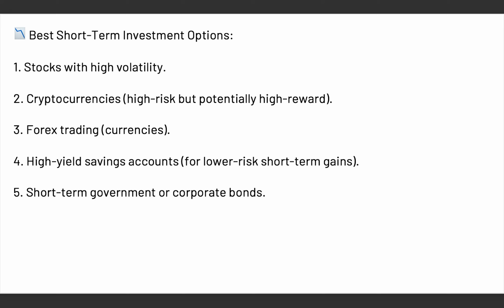And then number four will be high yield savings account. This is for lower risk short-term gains. So for example, you are looking to invest your money in a high yield savings account for like 3 months, 6 months, then you can do high yield savings account and you still get interest on your money. And then you have short-term government or corporate bonds. So I mentioned bonds in long-term investment. So you can also do short-term investment with bonds also. So you can also do all of this. So these are examples of short-term investment.